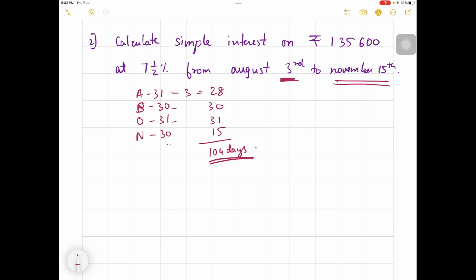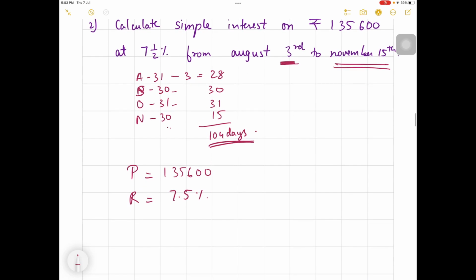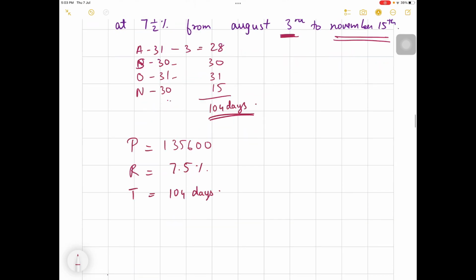Calculate simple interest on 1,35,600 at 7.5% from August 3rd to November 15. So here principal is 1,35,600. Rate of interest is 7.5%, and term is 104 days. Okay, in a year there are 365 days, you need that.